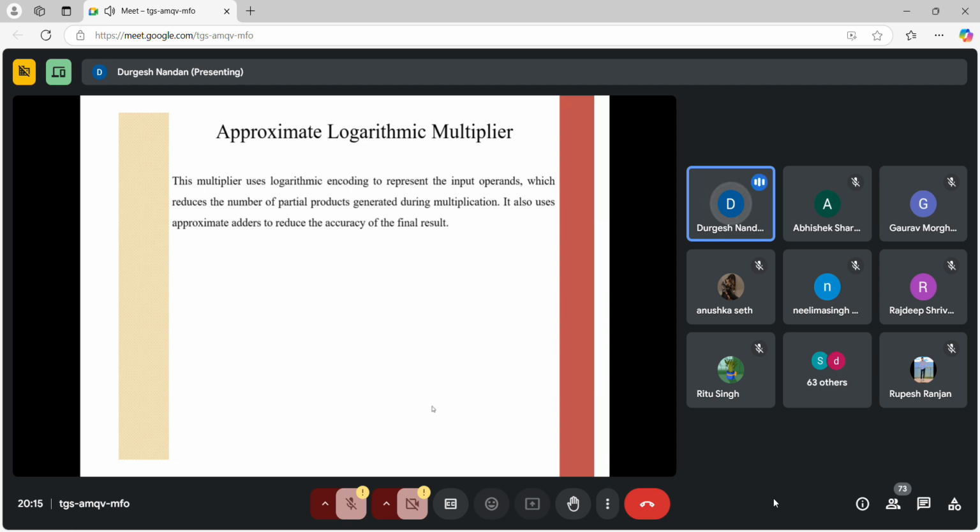If you want to understand more about the logarithmic multiplier, I have two or three nice works on that. You can refer to them. They were published roughly in 2017 and 2018. And with the help of the approximate logarithmic multiplier we can develop the approximate adder also.